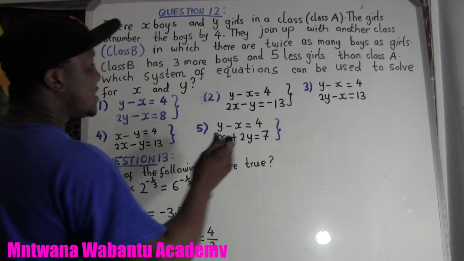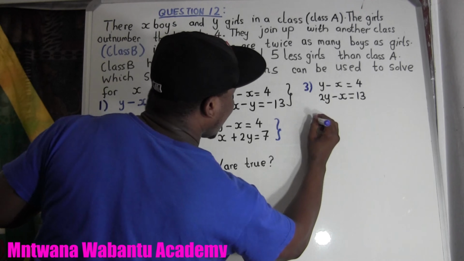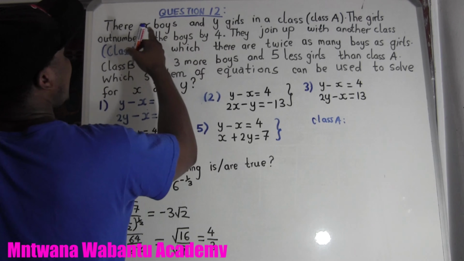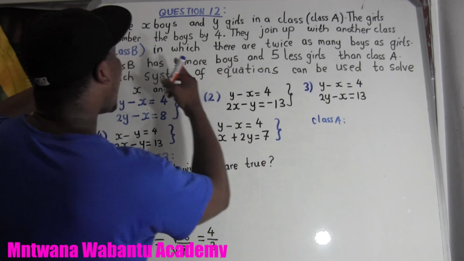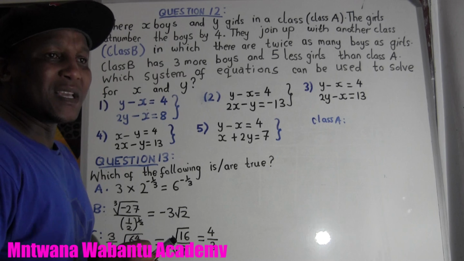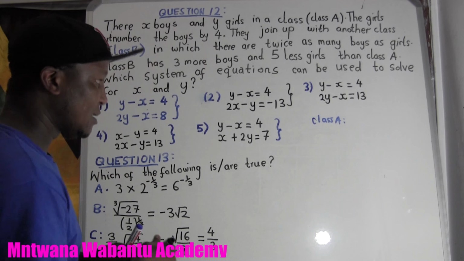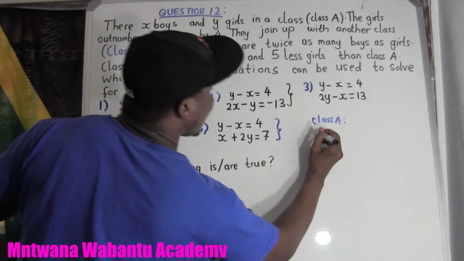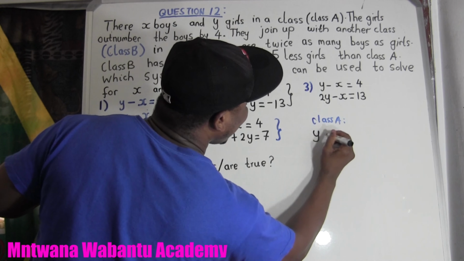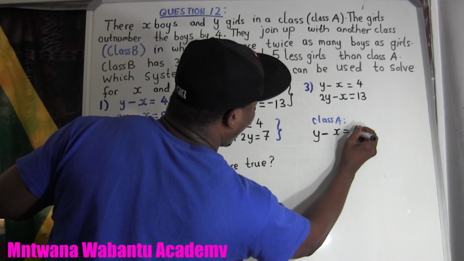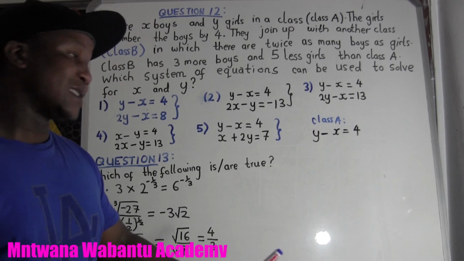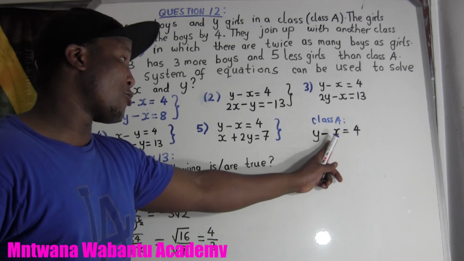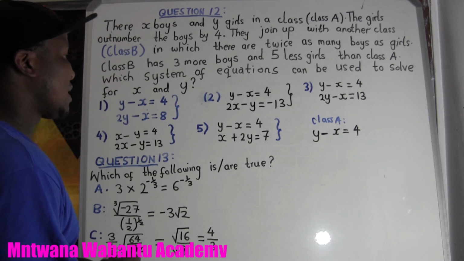Let's assume this is class A, with X boys and Y girls. The girls outnumber the boys by 4, which means the girls, which are Y, are more than the boys. So I can say Y minus X must be equal to 4. When you find that difference, it's going to be 4, and girls outnumber boys by 4. So that's it for class A.